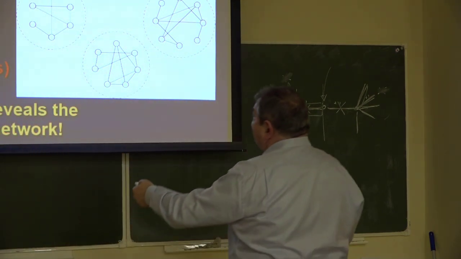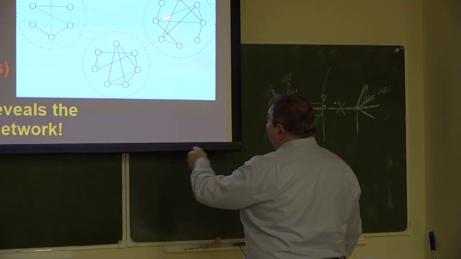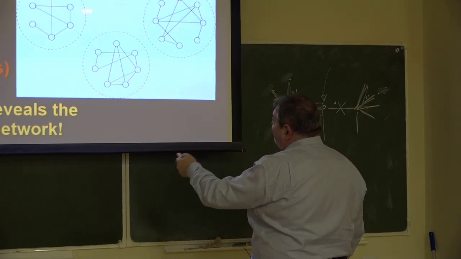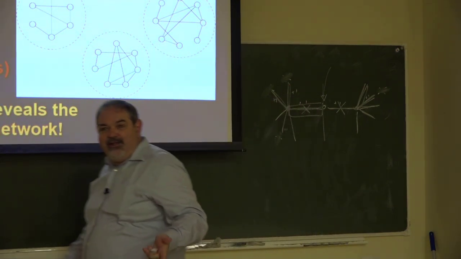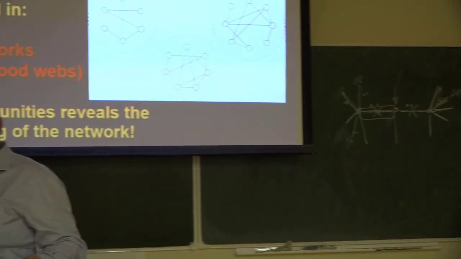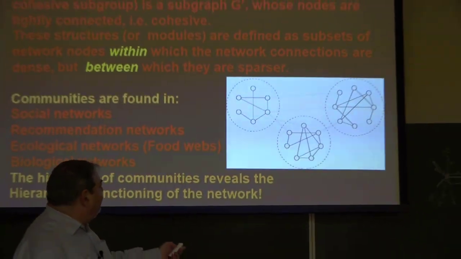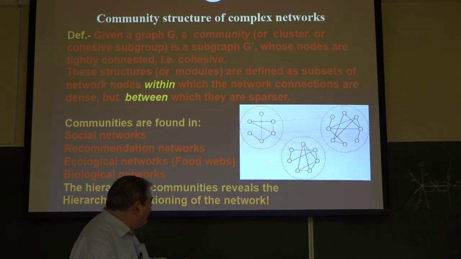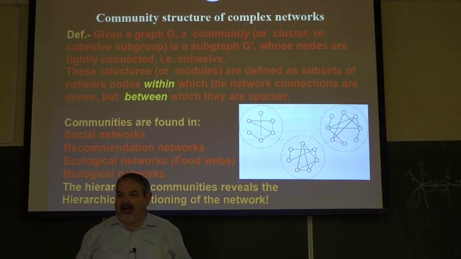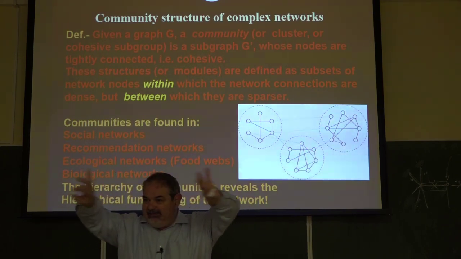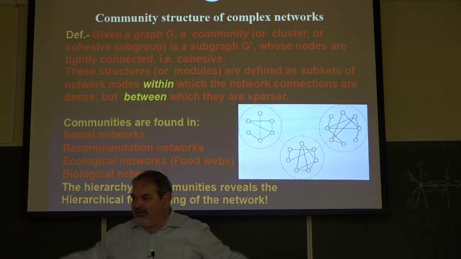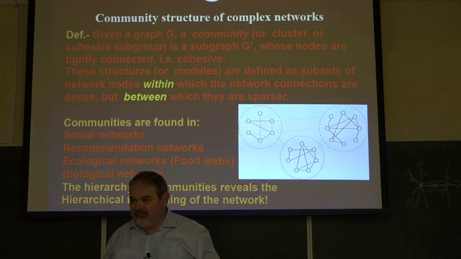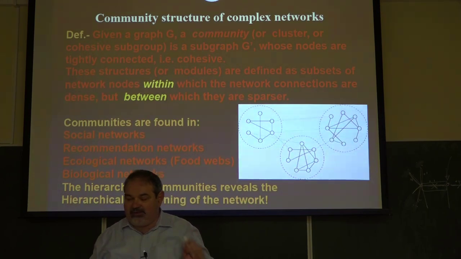Because for realizing any shortest path from one node here to one node here, you have to pass necessarily through these links. And so the idea is that if I remove one by one this link, I can cut the network and find the separation of the network in the three communities. You understand the point, how it works, the algorithm?